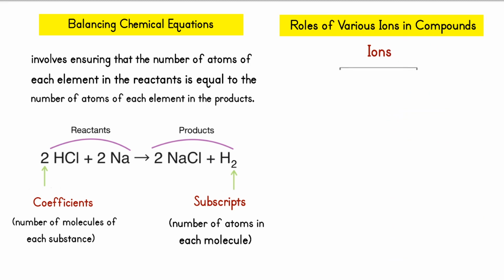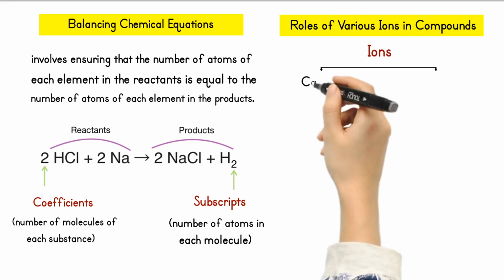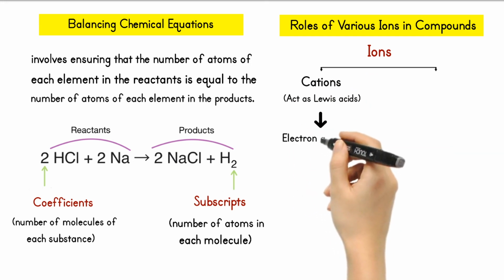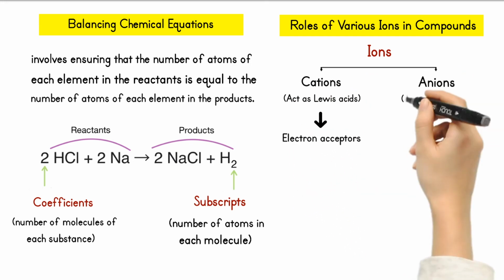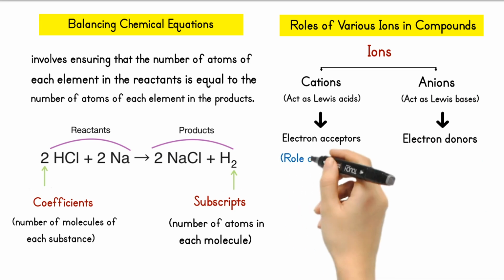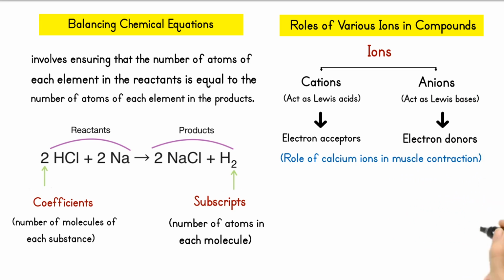Roles of various ions in compounds. Ions play different roles in chemical compounds. Cations typically act as Lewis acids, which are electron acceptors, while anions act as Lewis bases, which are electron donors. In addition, certain ions have specific roles in biochemical processes, such as the role of calcium ions in muscle contraction.